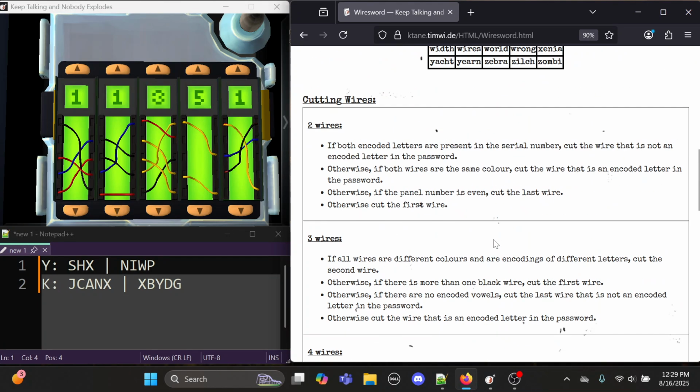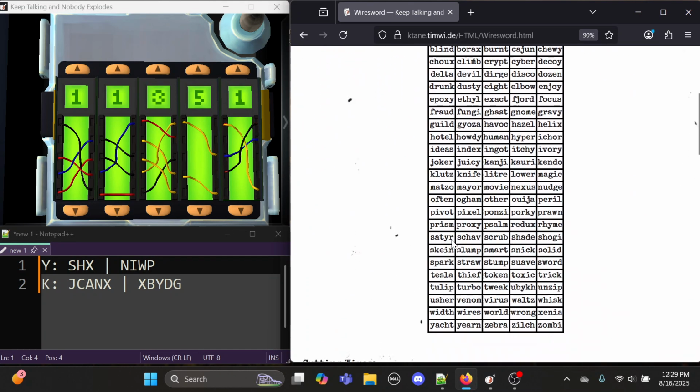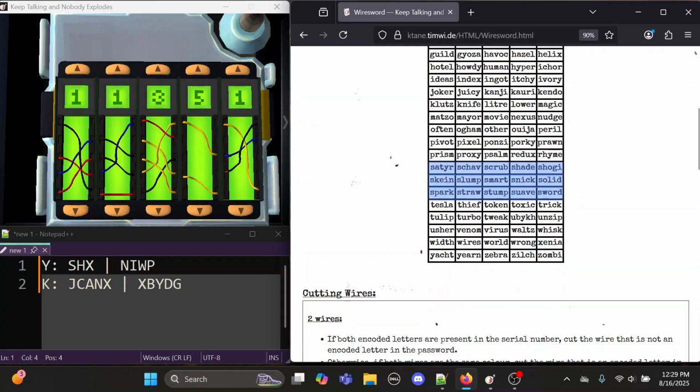Okay, Sierra words. Let's take a look. We have quite a few here. Satire, no. Shav, no. Scrub, no. Shade, no. Shogi, no. Skine, no. Slump, no. Smart, no. Snick. Snick is an option. Solid. Spark. Straw. Stump. Swab. And sword. Sword is an option. Okay, so snick and sword.